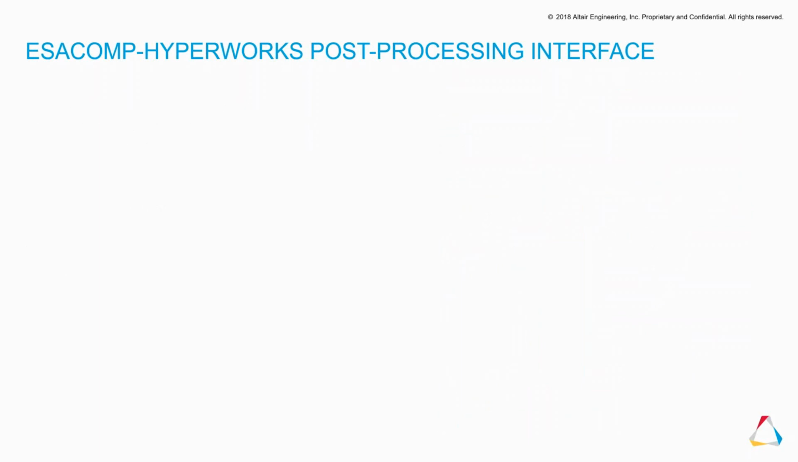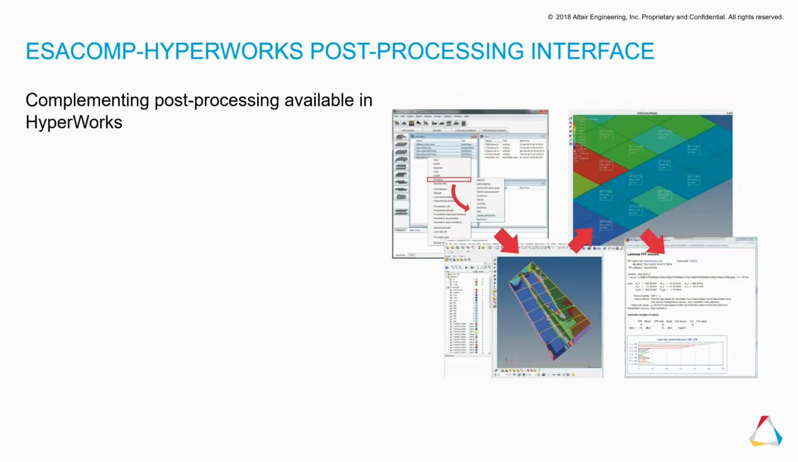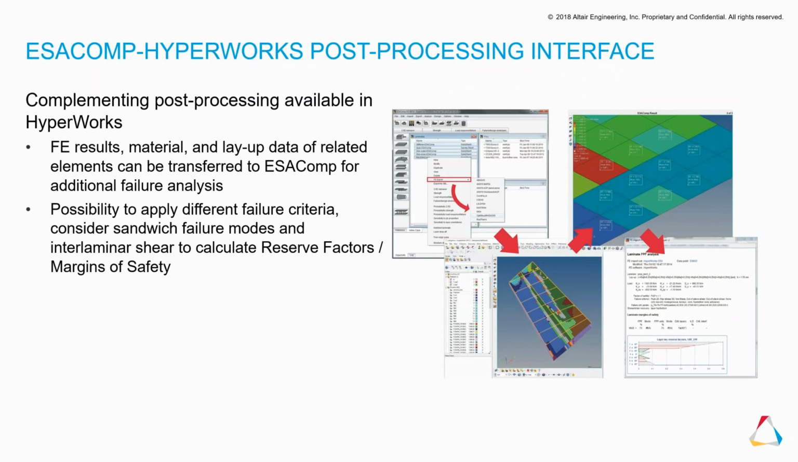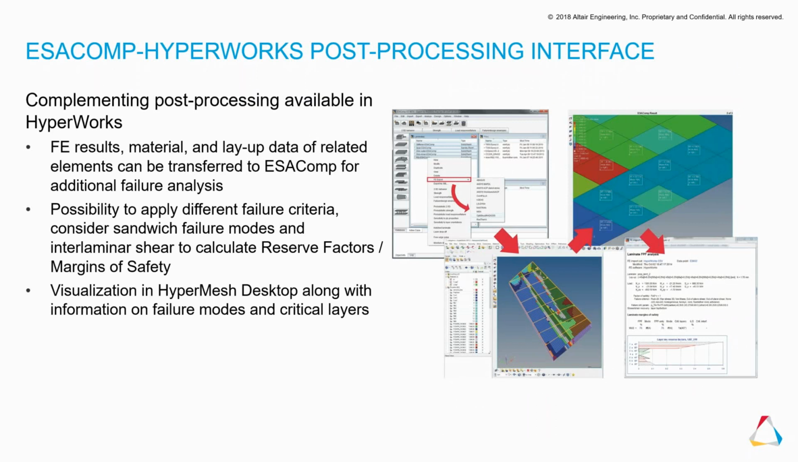For post-processing utilizing ESAComp, we have an interface with HyperWorks, where the results of the FE analysis and also the materials and layups are imported into ESAComp, and we can then utilize ESAComp in performing the failure analysis with all the different options that we have. And it's further possible to export the results and then visualize those in HyperWorks, with not only the reserve factors, but also a visual indication of the failure modes and critical layers at certain elements.